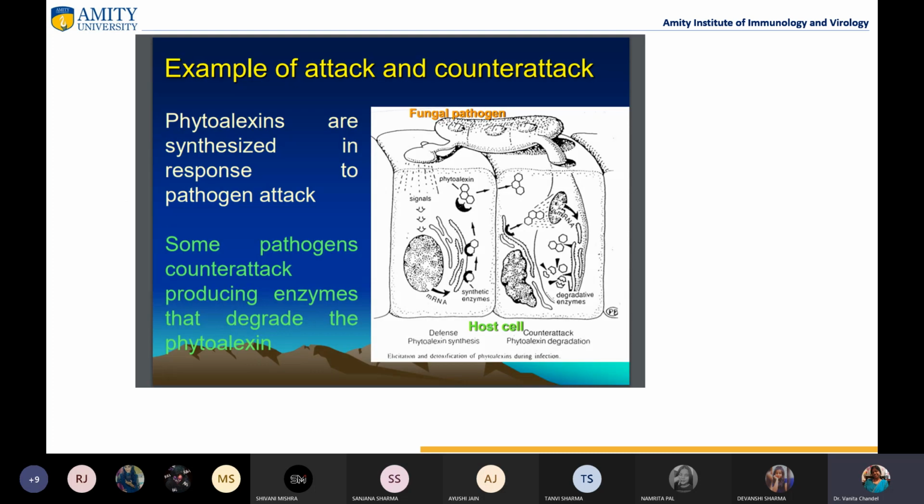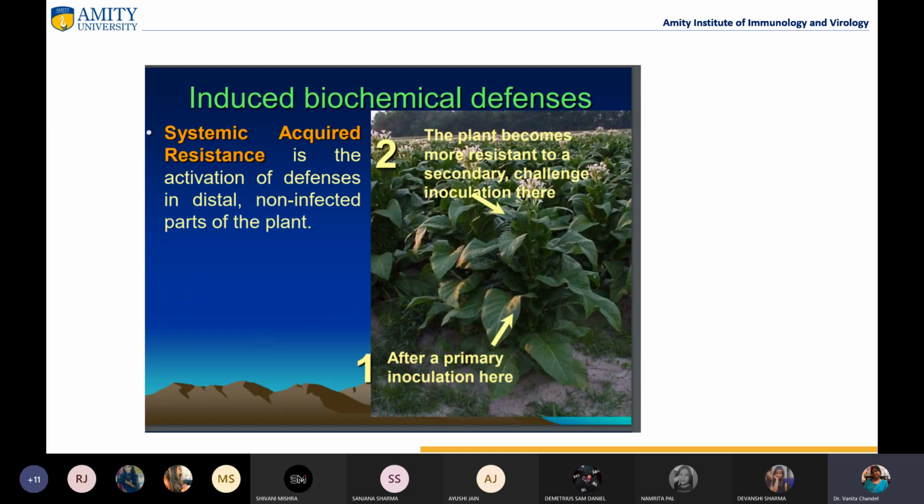So phytoalexins, this is just an example, are synthesized in response to a fungal pathogen, in response to the pathogen attack. Some pathogens counterattack by producing enzymes that degrade the phytoalexin. This is just an example showing how, when a fungus infects, the phytoalexins are released by the cells. Then, among induced biochemical defenses, we have systemic acquired resistance.